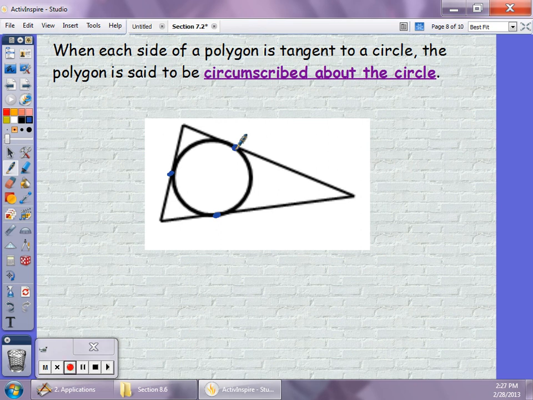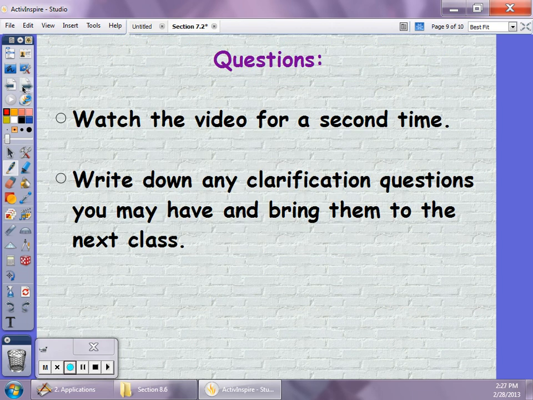And we can use what we know from one of the corollaries, and we can conclude that these two segments are congruent to each other. These two segments are congruent to each other. And that these two segments are going to be congruent to each other.